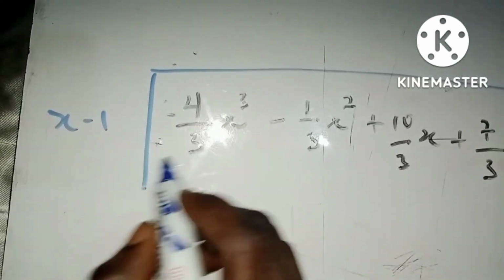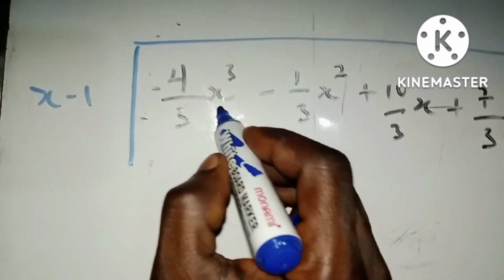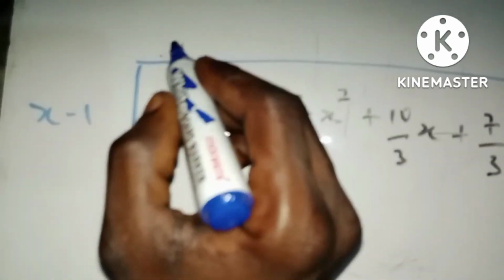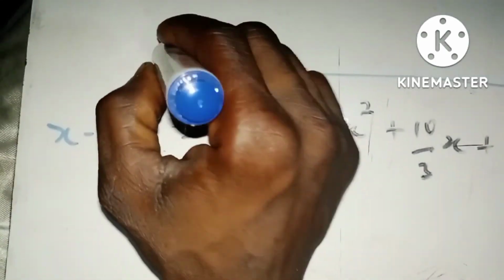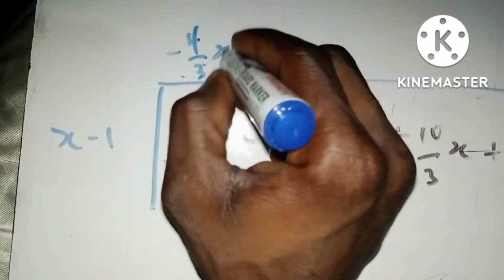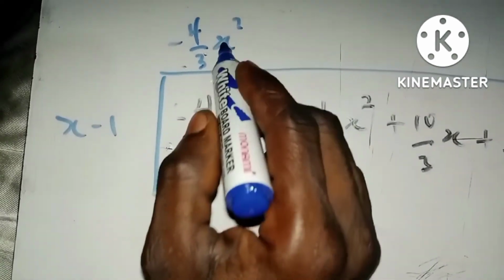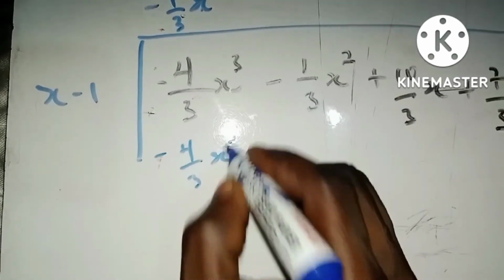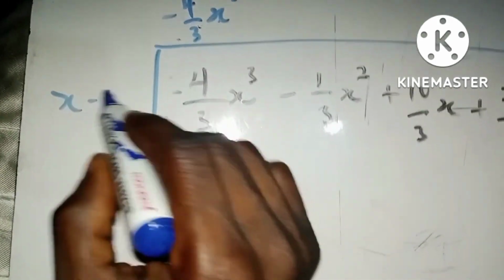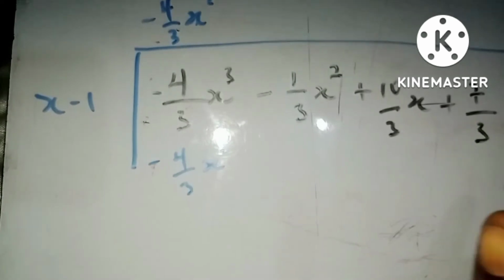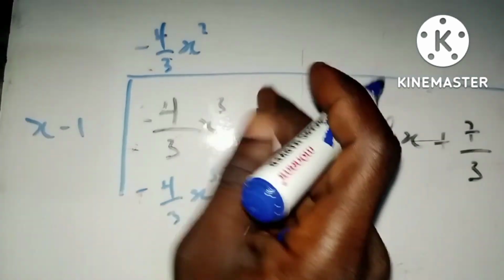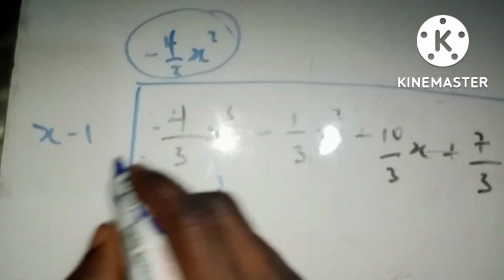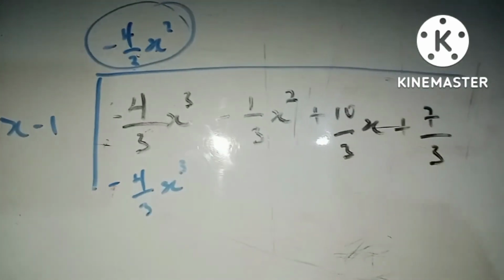But the key here is that you deal with the x values. So this x will go into this x squared, and the coefficient remains as it is, so we are going to have negative 4 on 3 s squared. This one multiplied by this will give us negative 4 on 3 s cubed. Then this one multiplied by this one. I've already given you the first term here, so try and complete this and give me the answer in the comment section below.